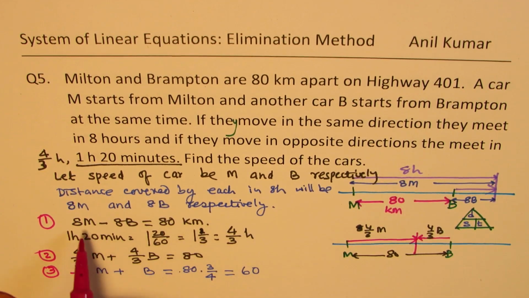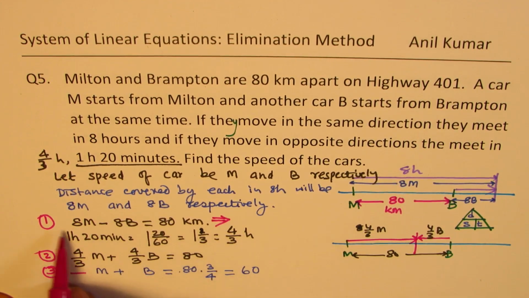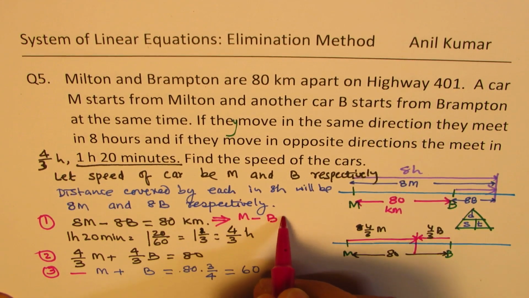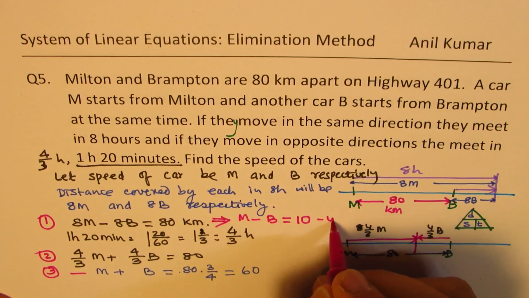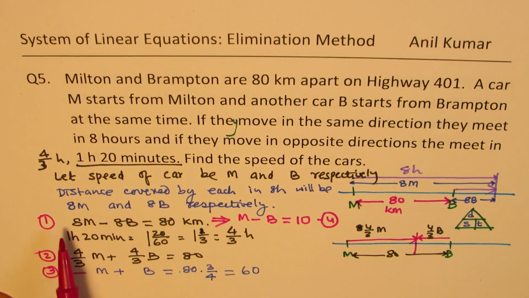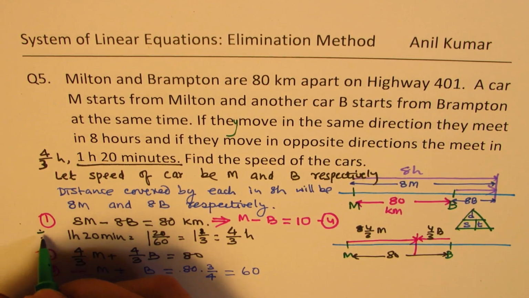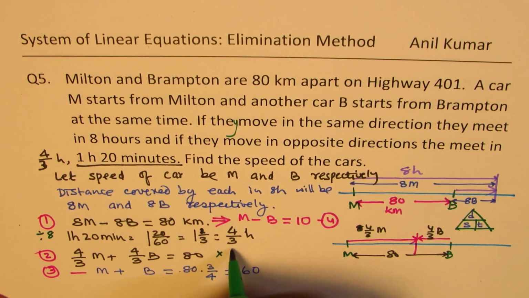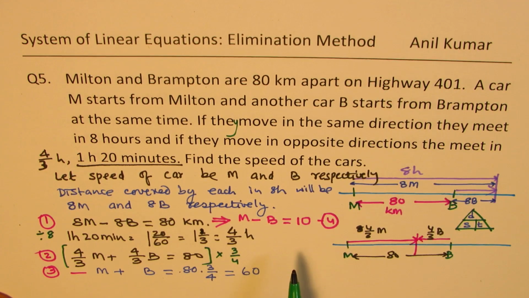In the first equation, I could divide by 8. So this could be written as m minus b equals, dividing by 8 gives you 10. We'll call this our equation number 4. So we simplified both equation 1 and 2. Dividing the first equation by 8 gave us m minus b equals 10. We divided this by 8 and multiplied this by 3 over 4. Do you see that? To get the simplified equation. Now we can eliminate and find the answer.